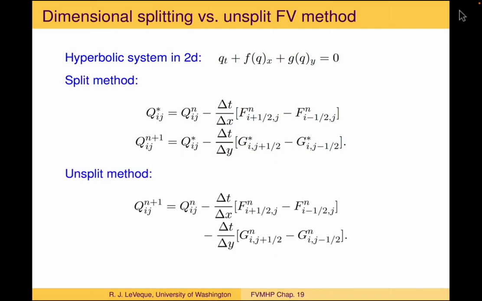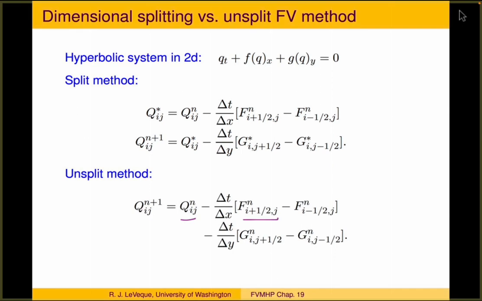By contrast, in the unsplit method that we were just looking at, we would update Q_ij by using fluxes in the x direction based on the data at time n, and also using fluxes in the y direction based on the same data Q^n, rather than using some intermediate value.